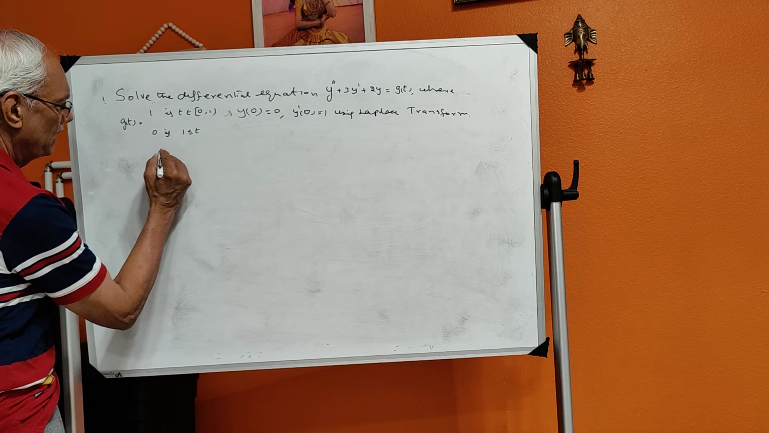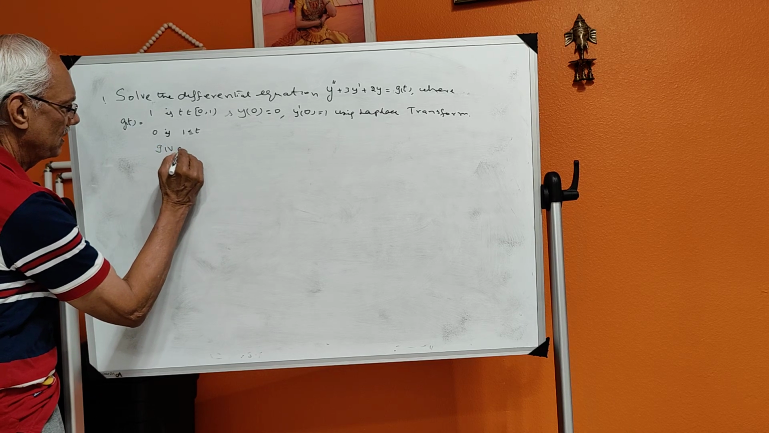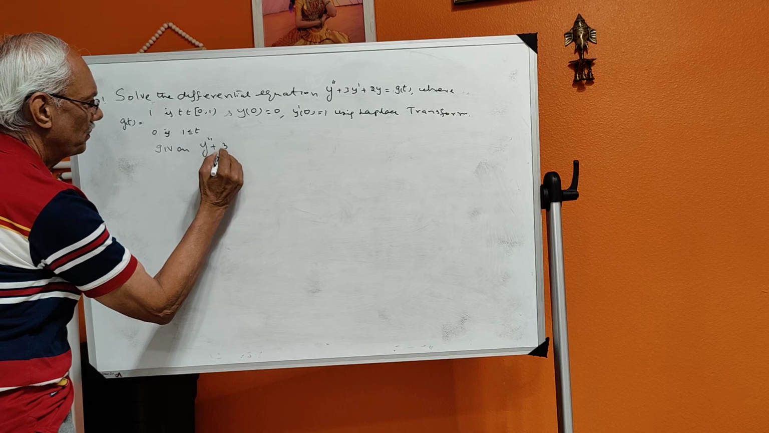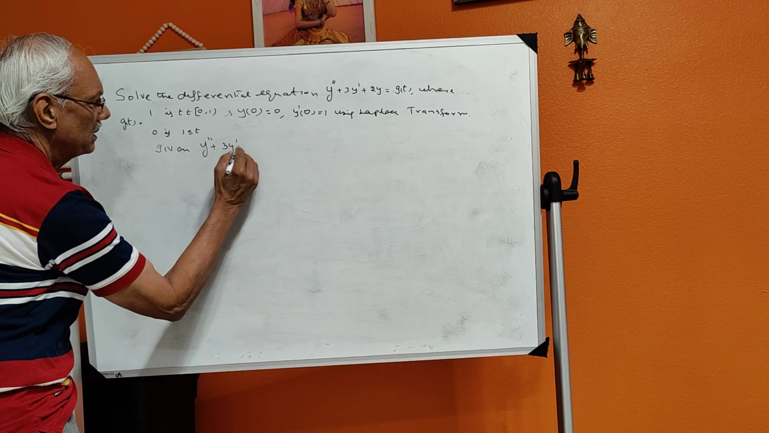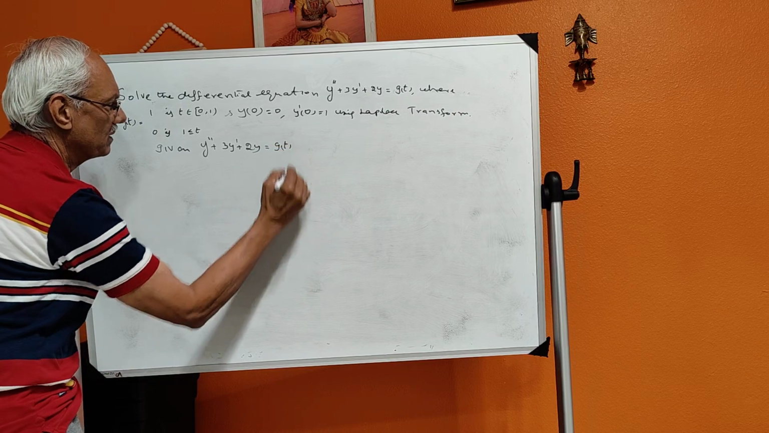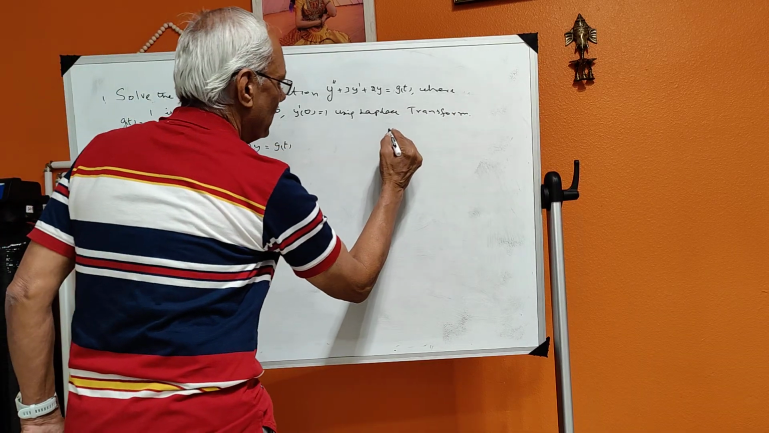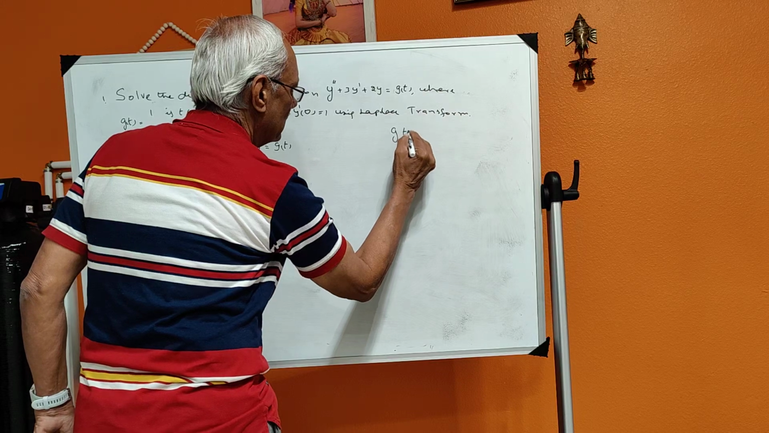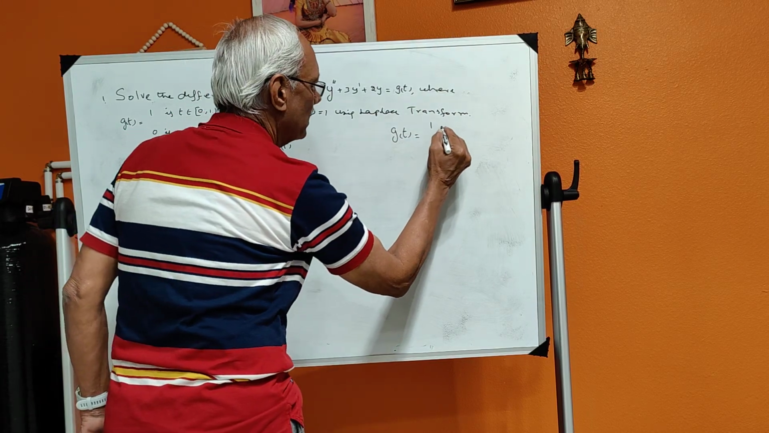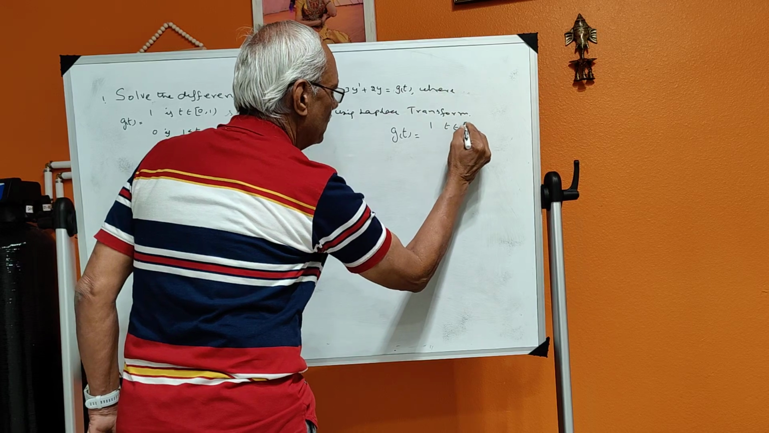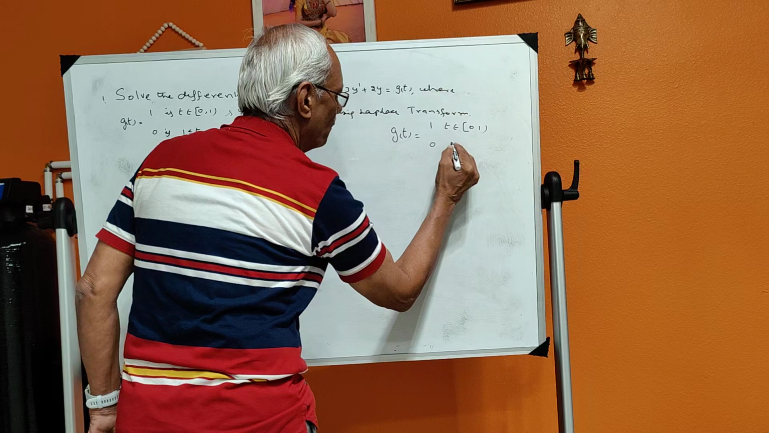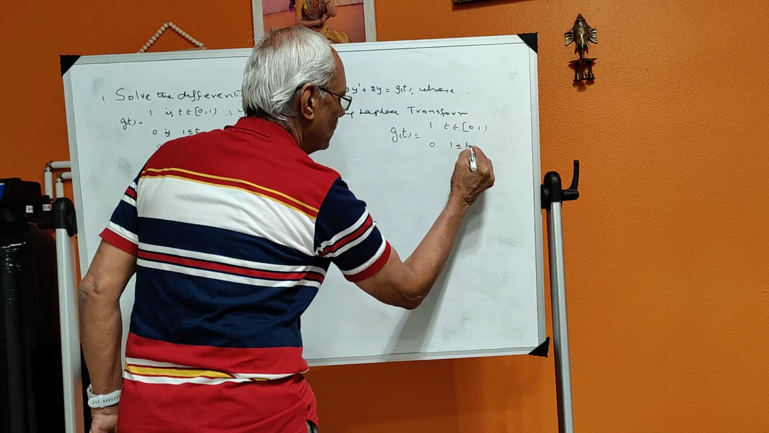See, given y double dash plus 3y dash plus 2y is equal to g of t, and this g of t is a step function given by, it takes the value 1 for t belonging to [0, 1) and is equal to 0 for 1 less than or equal to t.